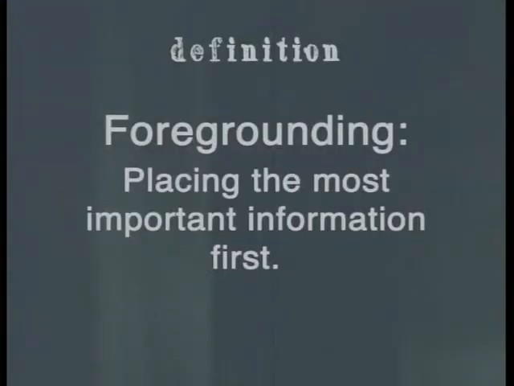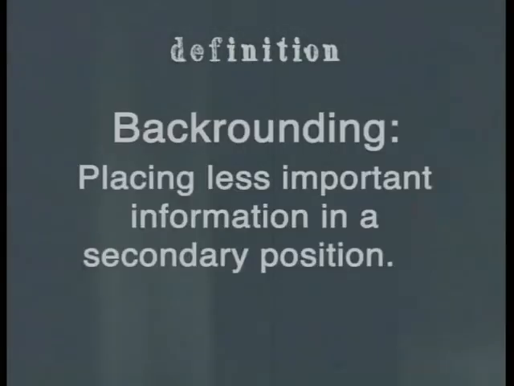The first is foregrounding. Foregrounding is placing the most important information first, where it will receive the most attention. The opposite, of course, is backgrounding. Backgrounding is placing less important information in a secondary position where it is less likely to receive attention.